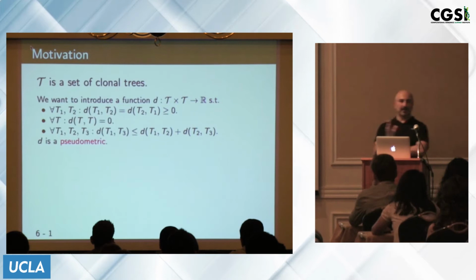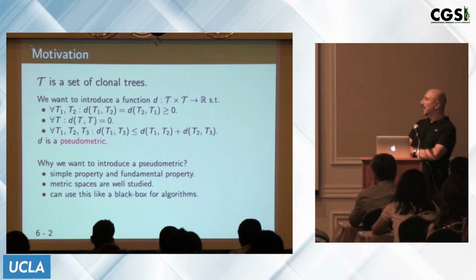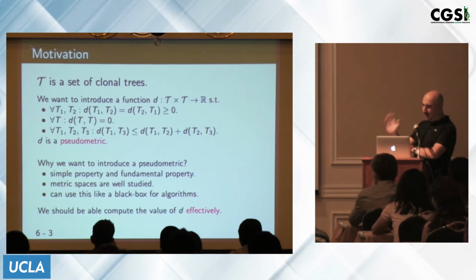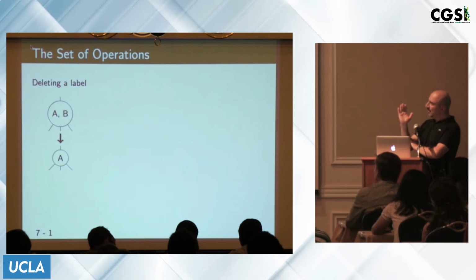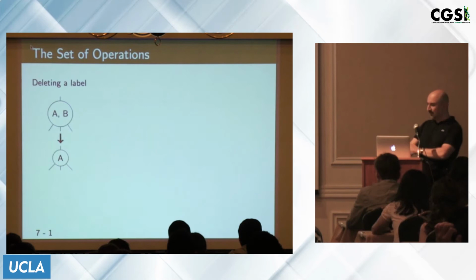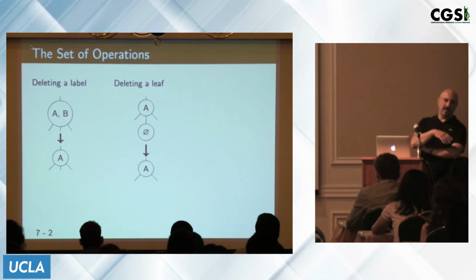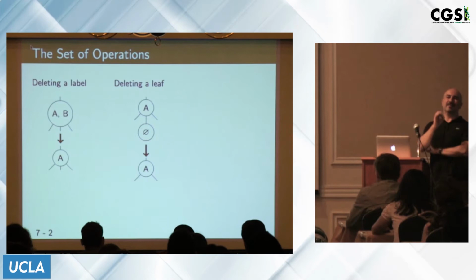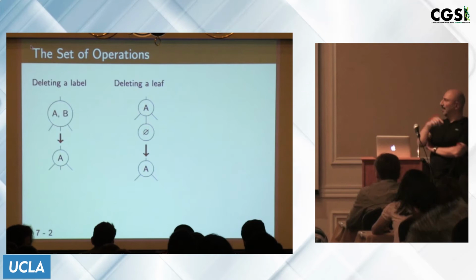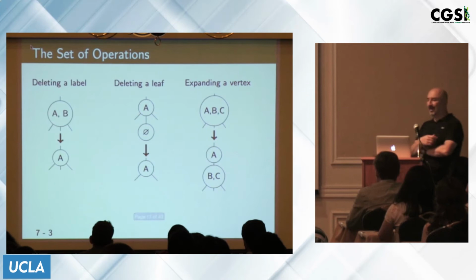The triangular inequality is going to be maintained, so that's not a big deal. And the most important thing is we would like to compute this distance pretty efficiently. It has to be polynomial time computable. So deleting a label is relatively trivial. Any label can be deleted. And we are not going to allow deletion of arbitrary nodes, but we are only going to allow deletion of leaves which do not include labels. So if you want to delete a label in a leaf and then delete the leaf itself, two operations are needed. And finally, expansion of a vertex.